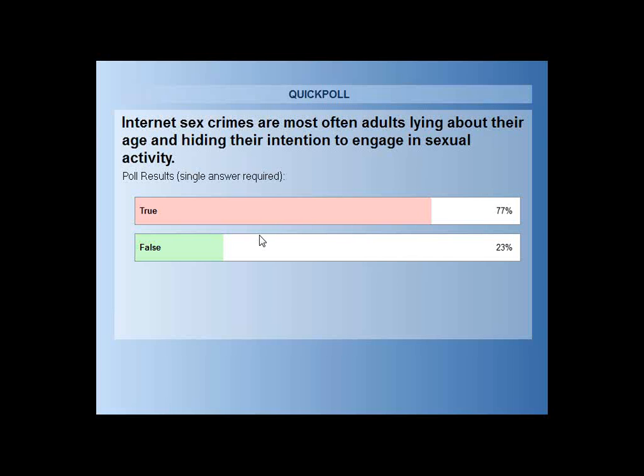This is really interesting. In fact, it's false. More commonly, adult offenders who meet juveniles online are explicit about their age and their intention to engage in sexual activity. So what happens is the offender develops a relationship with and openly seduces underage teenagers. Most internet sex crimes involving adults and youth fit a statutory rape model.